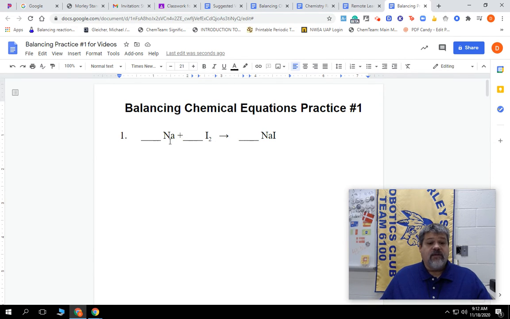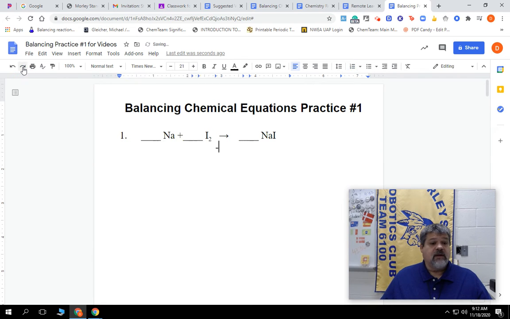Now, there is one thing that you have to make sure that you do know: this 2 right here, that subscript means I have 2 iodines, but it's also there because iodine itself is diatomic. It's one of the 7 diatomic elements, and anytime it's by itself, we have to put a subscript of 2 with it to make sure that we understand that it is diatomic. Okay, so how do we go ahead and do the work that we do?